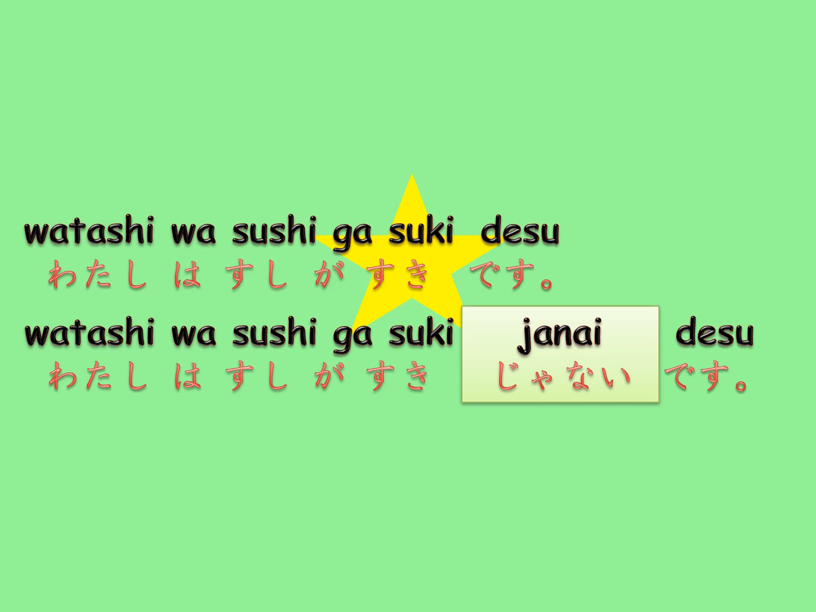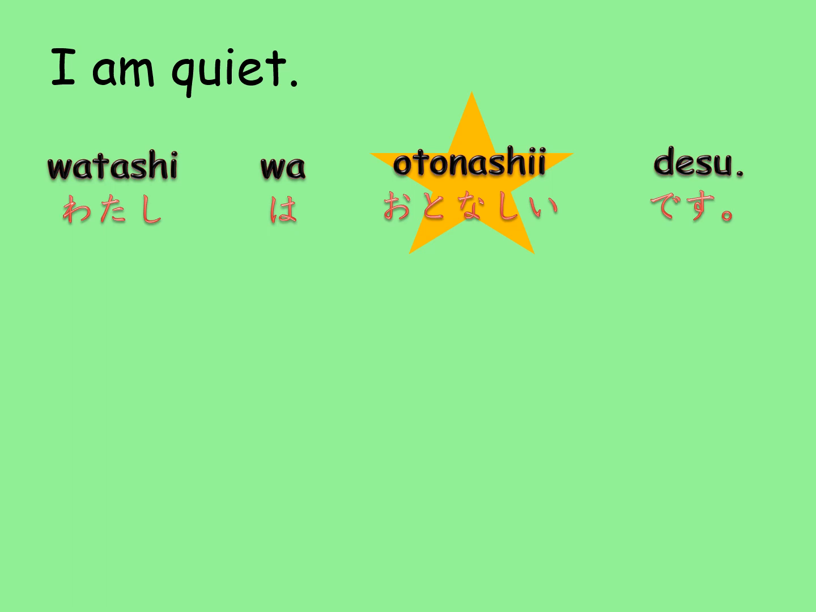The only time adding じゃない doesn't work is when the word before this is an I adjective. A slightly different rule applies when the word before this is an I adjective. I am quiet is 私はおとなしいです in Japanese. But the word quiet, おとなしい is an I adjective. With this sentence, you cannot add じゃない to make it into negative.